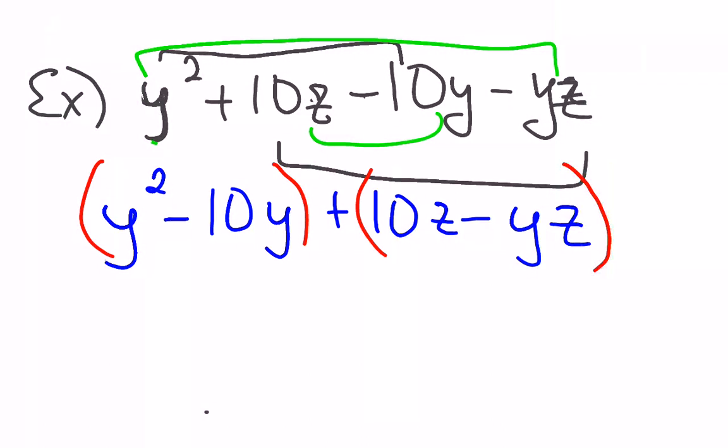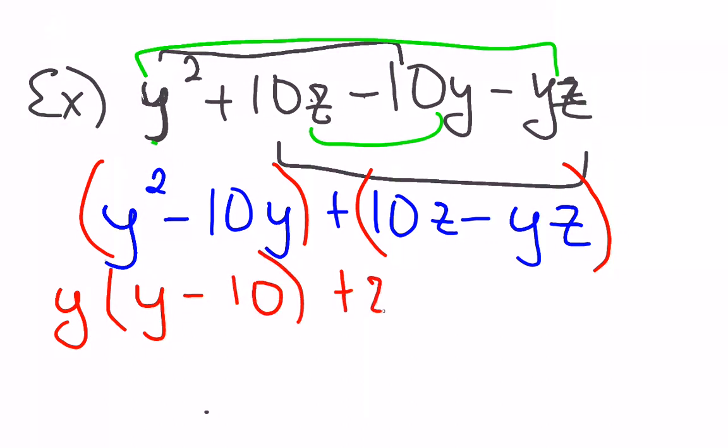And now the first group has a y that's common. And so if I pull a y from y squared, I'm left with y. If I pull a y from 10y, I'm left with 10. The second group, I'm going to pull out a z. And so then if I pull a z from 10z, I'm left with 10. If I pull a z from yz, I'm left with y. Now, what do we notice? Very interesting thing happened. I have y minus 10, 10 minus y.